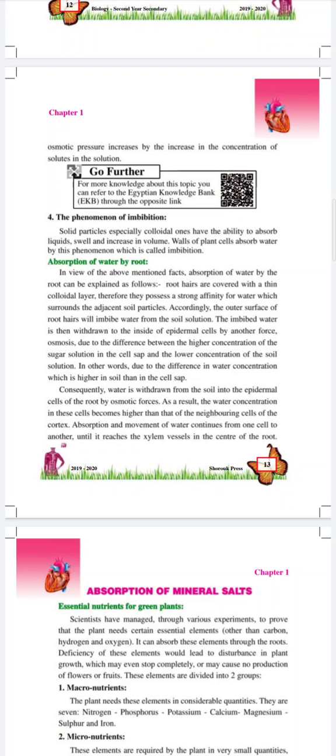The water goes from the soil to the epidermal cells. Then, due to the difference in concentration between a cell and the neighboring cell, the water can pass from one cell to another till it reaches the cortex and xylem vessels.